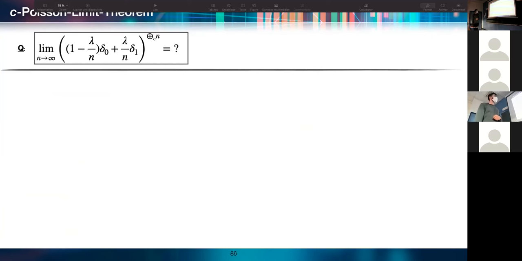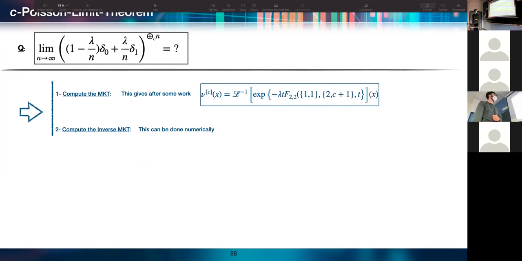And then you can ask the same thing for the C Poisson limit. So if I'm now doing a Bernoulli distribution where I'm convolving it n times, what can I obtain? So you first do the same thing. You compute the Markov-Krein transform and you try to compute the inverse. Now it turns out it's a much more complicated thing to do. You have an ugly expression for the Markov-Krein transform. It expresses itself as an inverse Laplace transform of some complicated function. And then you try to invert this numerically, which is very hard, almost impossible.